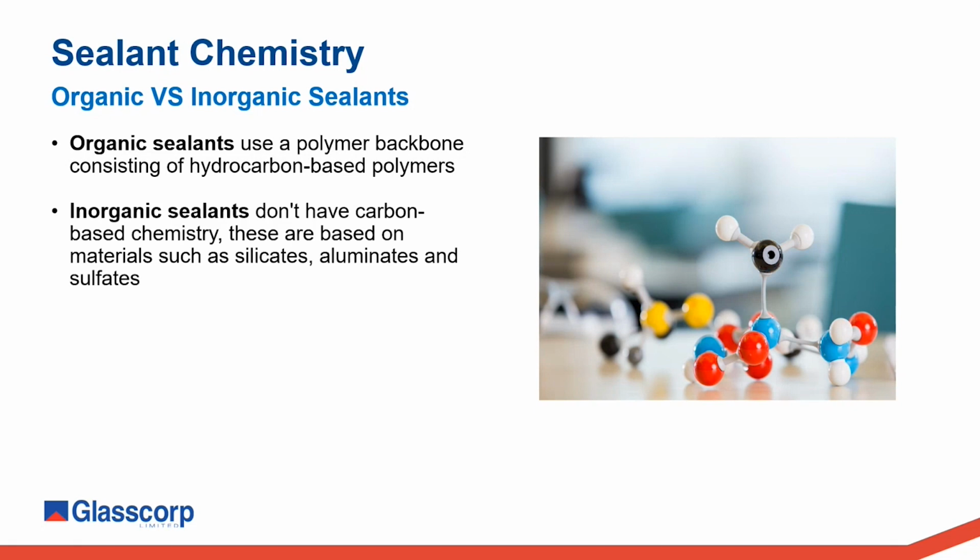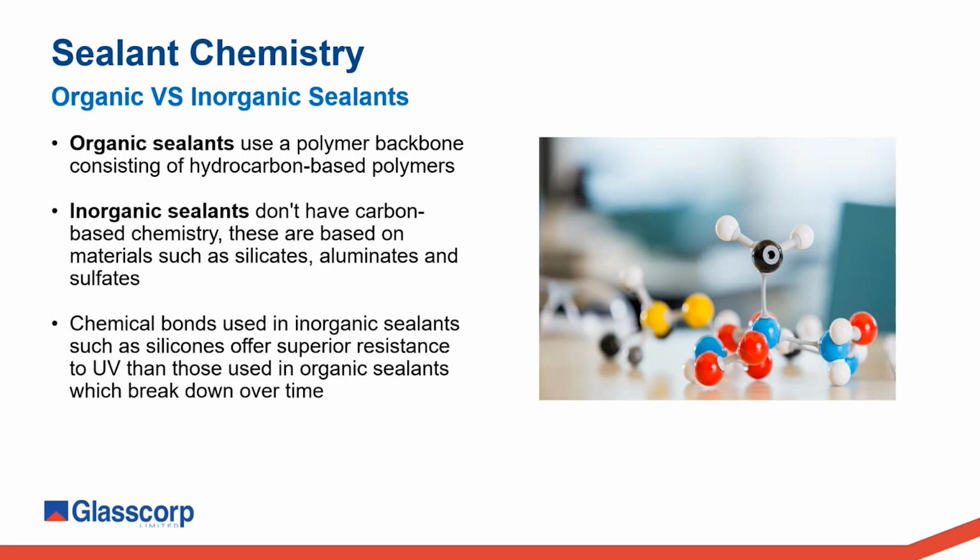Inorganic sealants, on the other hand, don't have a carbon-based chemistry. These are based on materials such as silicates, aluminates, and sulfates. Chemical bonds that are used in inorganic sealants, silicones being our best example, offer superior resistance to UV and aging than those used in their organic sealant counterparts, which can degrade and break down over time.